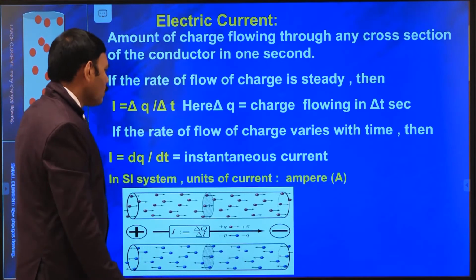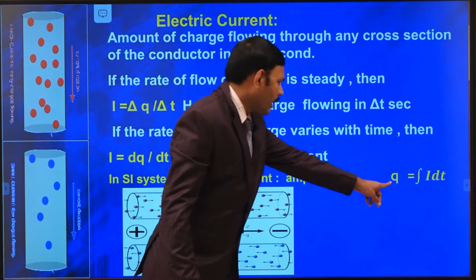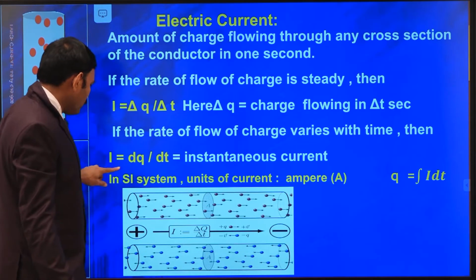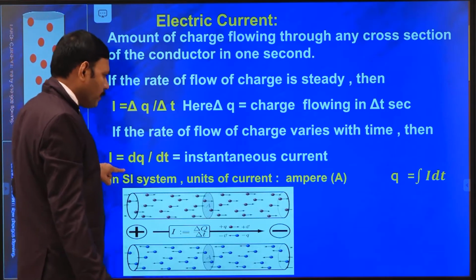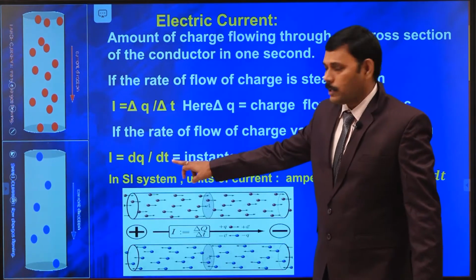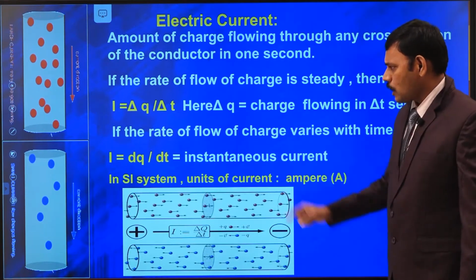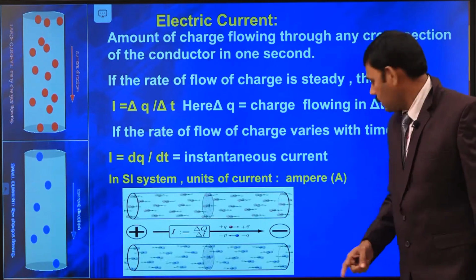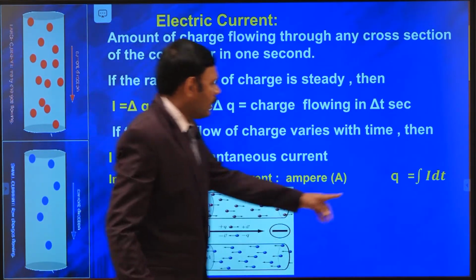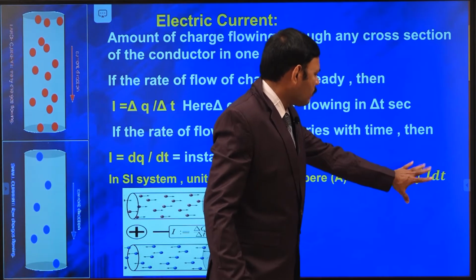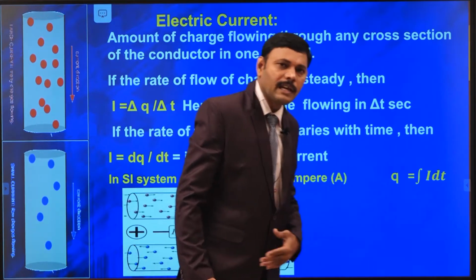In converse, we may find the charge also. If you cross multiply this equation dq by dt, students, when you cross multiply the given expression, dq is equal to I dt. Take integration on both sides. Integral dq is equal to integral I dt. So integral dq means q is equal to integral I dt. So if I is known as a function of time, then we find the charge in the given interval of time by the formula q is equal to integral I dt.